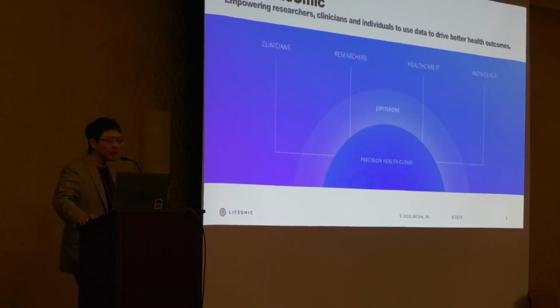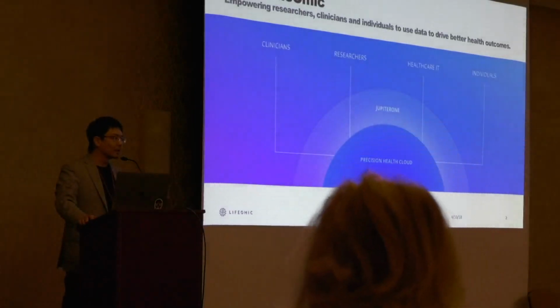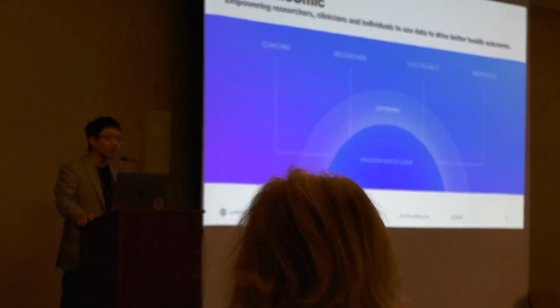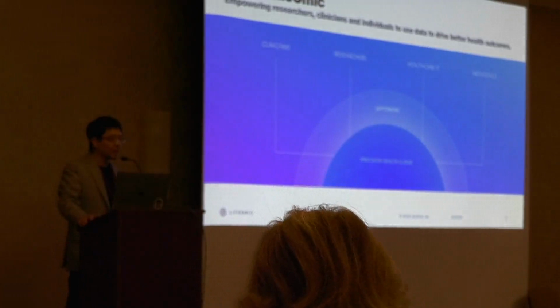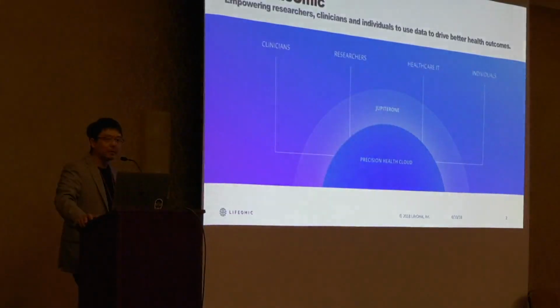The product we're building is called the Precision Health Cloud platform in AWS. It allows clinicians, researchers, and health IT professionals to store large amounts of health data in the cloud and leverage the power of cloud for compute processing, storage, and so on. As you can imagine, the information is highly sensitive, so we must have a significant amount of security around it.